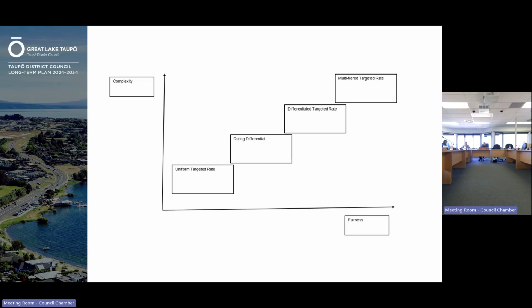One way we could do that is we could write to everybody with their fourth rates instalment on the 1st of May. We could send something out with the rates notice and say, hey, are you using your property as short-term home-based accommodation? If yes, how much do you use it for? That's one way of doing it.